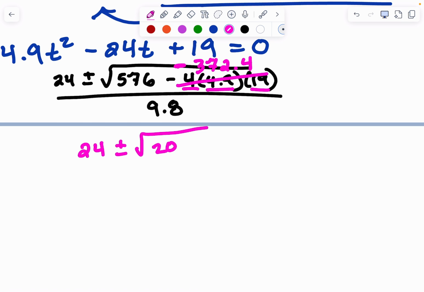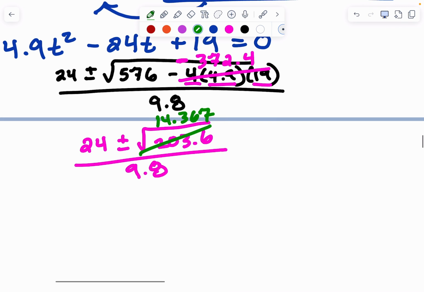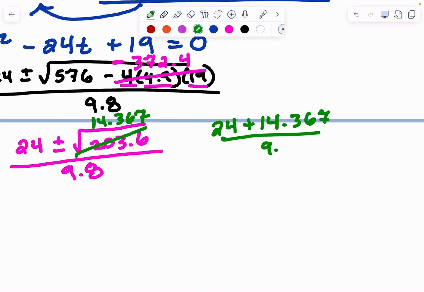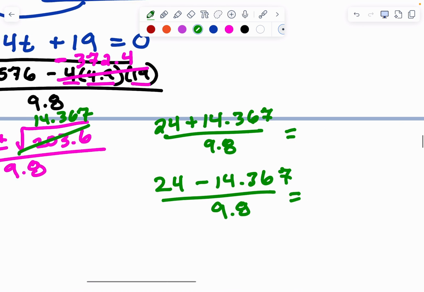Like 203.6. What is the square root of 203.6? It's 14.368. We're going to get 2 answers, true? How do I find my 2 answers? 24 plus 14.367 divided by 9.8, and 24 minus 14.367 divided by 9.8. We're going to get 2 decimal numbers.